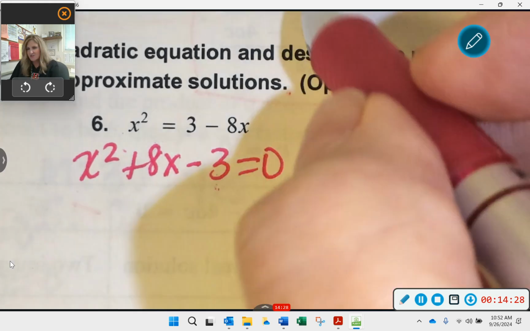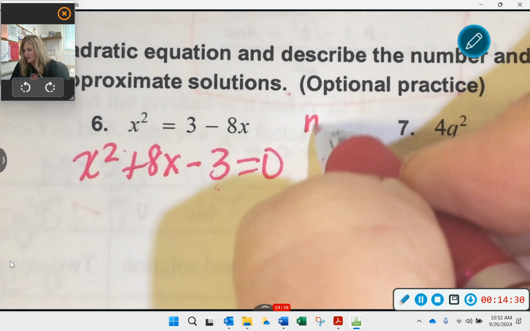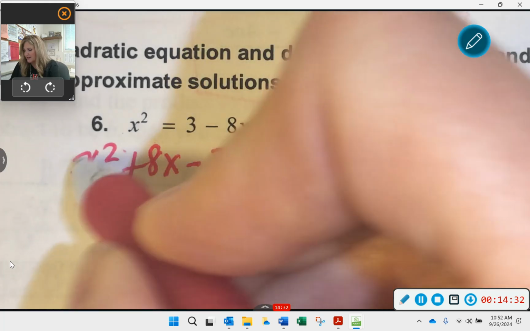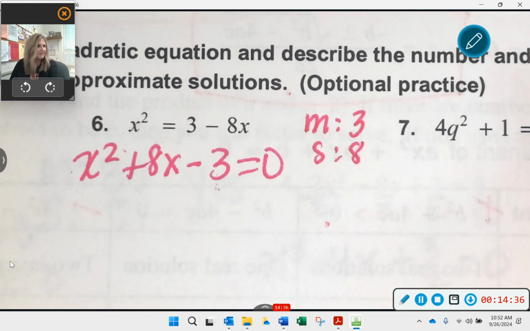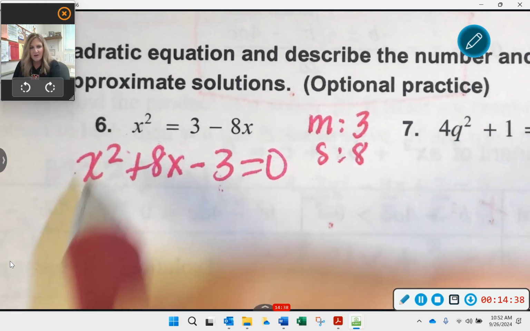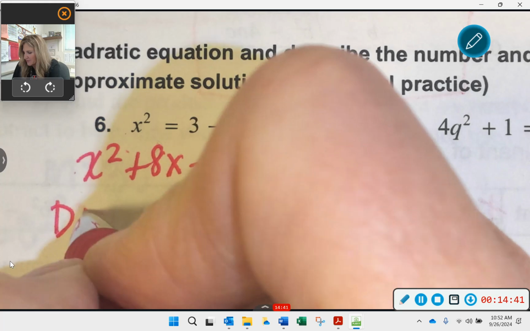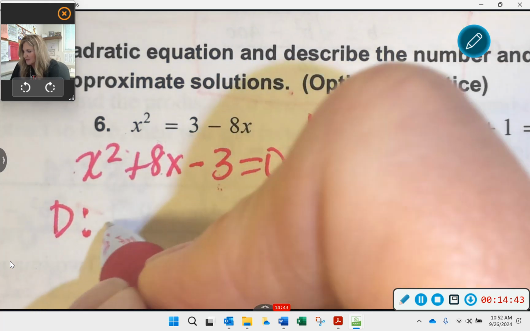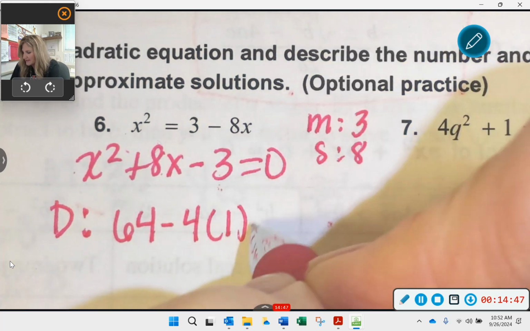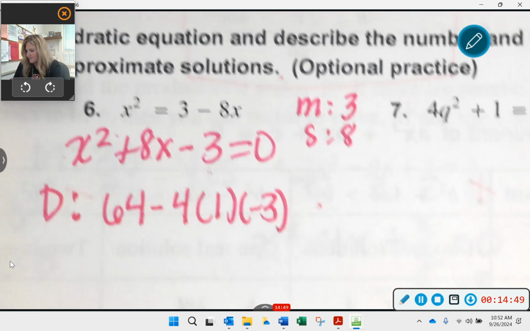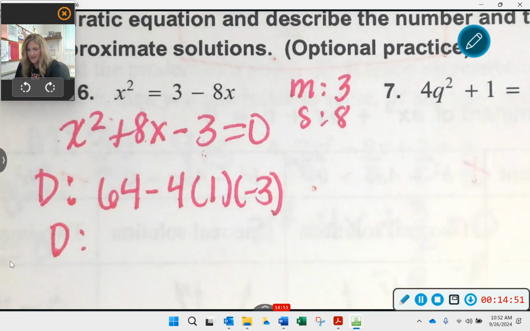Okay, so let's check to see if we can factor. Are there numbers? There's no coefficient there. So are there numbers that multiply to be 3 and subtract to be 8? No. So let's go ahead and do this. We're going to find the discriminant. We do b squared minus 4 times a times c. Figure that out for me.